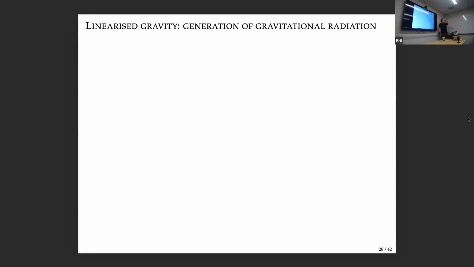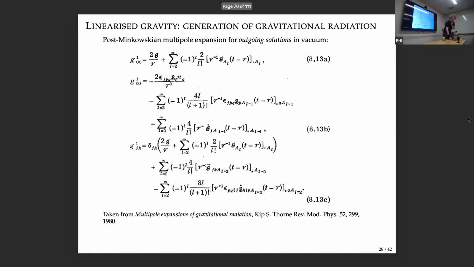But I can tell you specific consequences of that. Okay, so I want to use the last few minutes to just tell you a little bit more about where the numbers come from. I'll quickly tell you what Walker and Will did. Okay, you do post-Minkowskian multipole expansions. The general expression for the metric for linearized gravity around Minkowski for outgoing solutions looks like this.